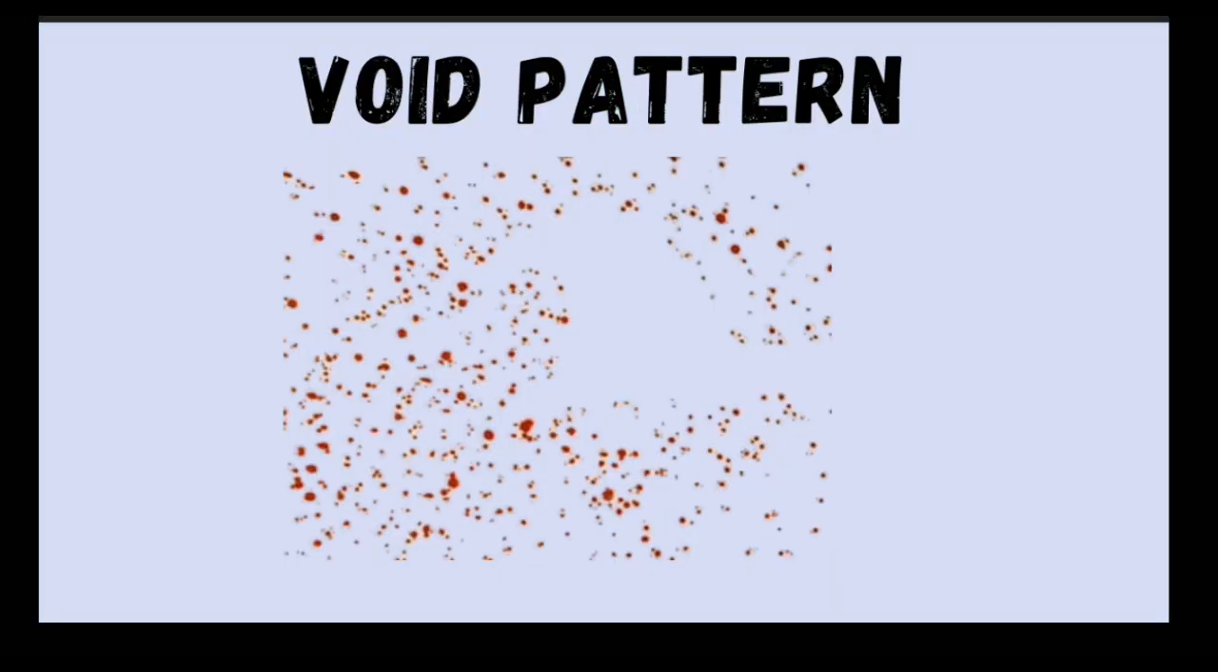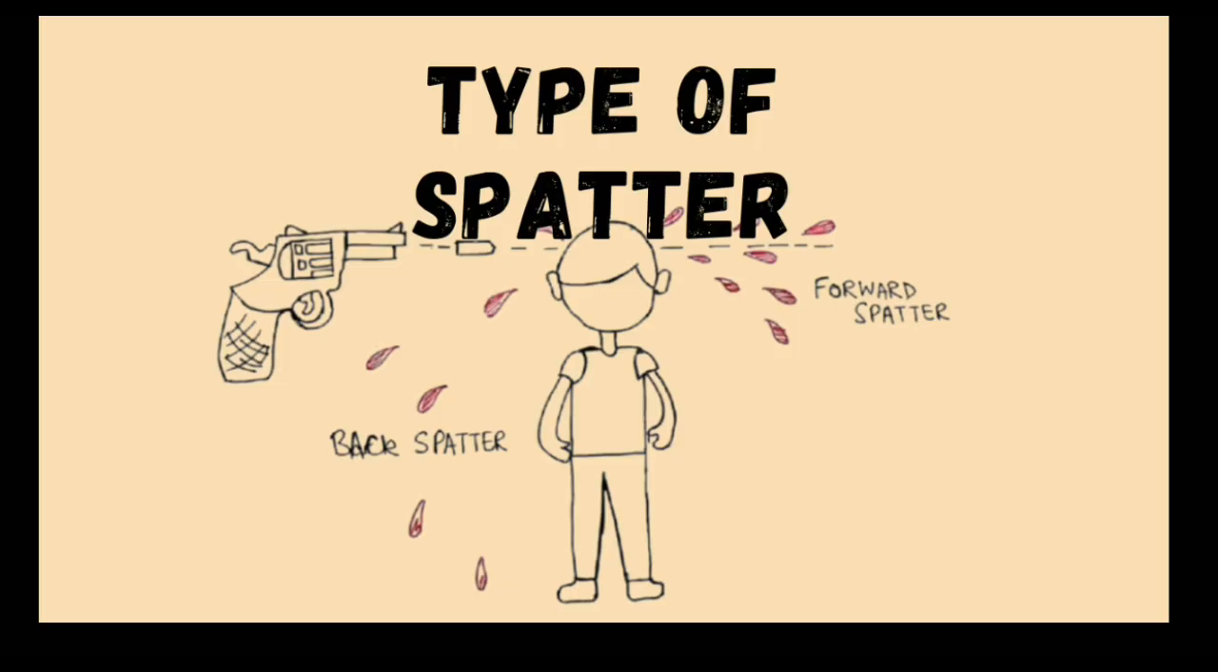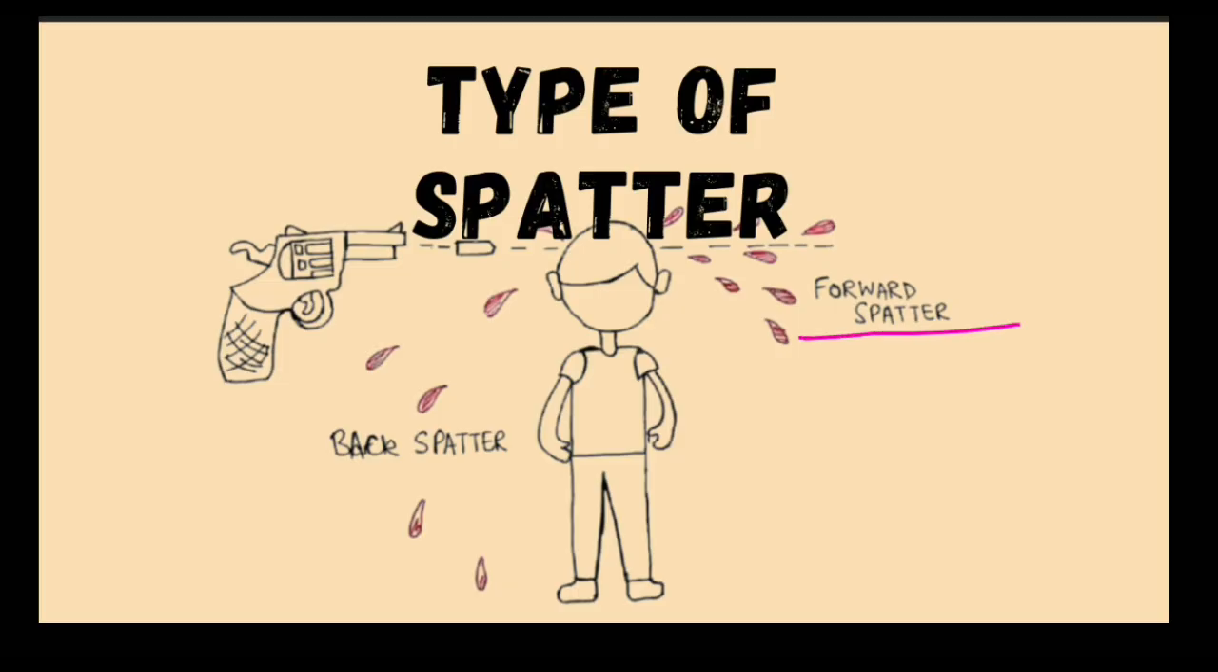Then the void pattern, a very well known and easy to understand type of pattern. Okay, first of all, look at this, the concept that I have explained to you: forward spatter, and this is the back spatter.